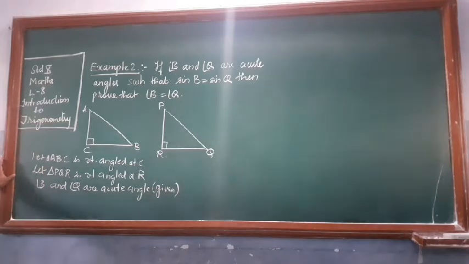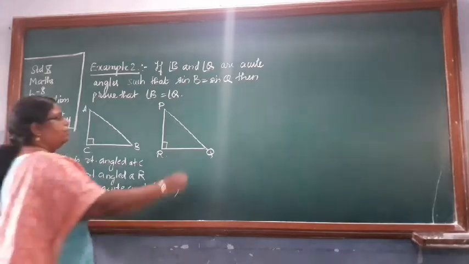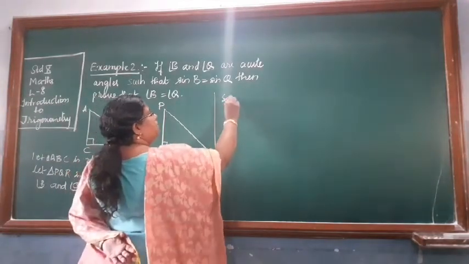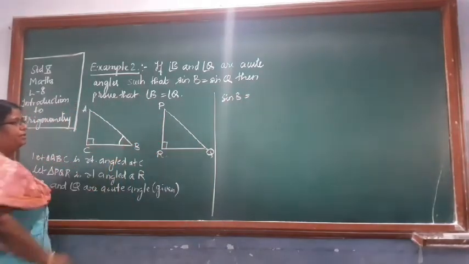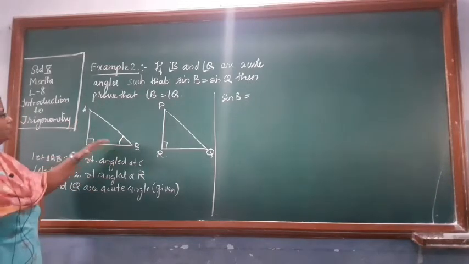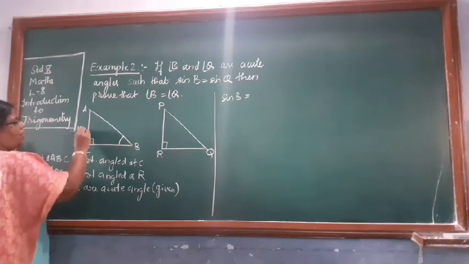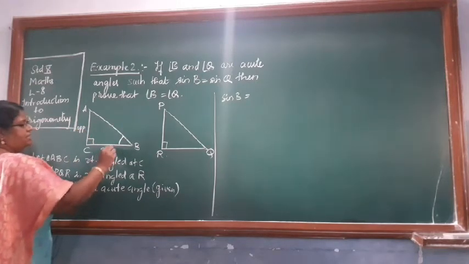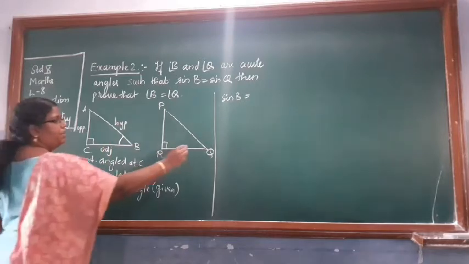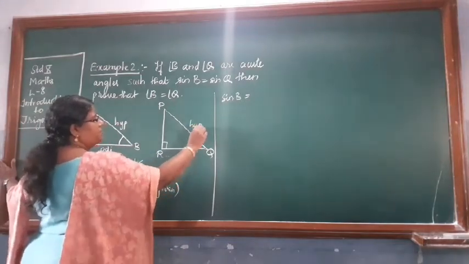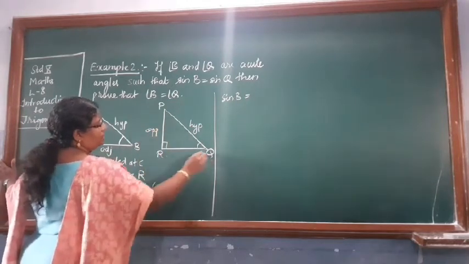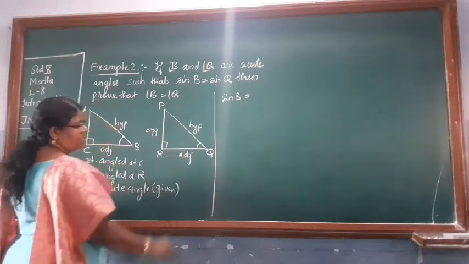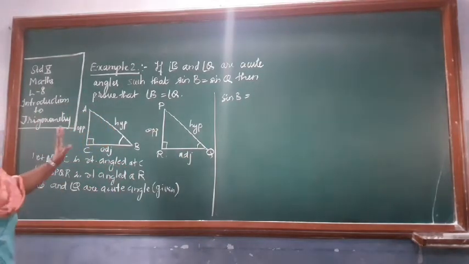So it is given that sin B is equal to sin Q. Let me write that first. Sin B is equal to, now if you are considering this angle B, then what would be the ratio of sin B? With respect to B, this is your opposite side, this is your adjacent side and this is your hypotenuse. Similarly with respect to Q, PQ becomes your hypotenuse, then PR becomes your opposite and RQ becomes adjacent.